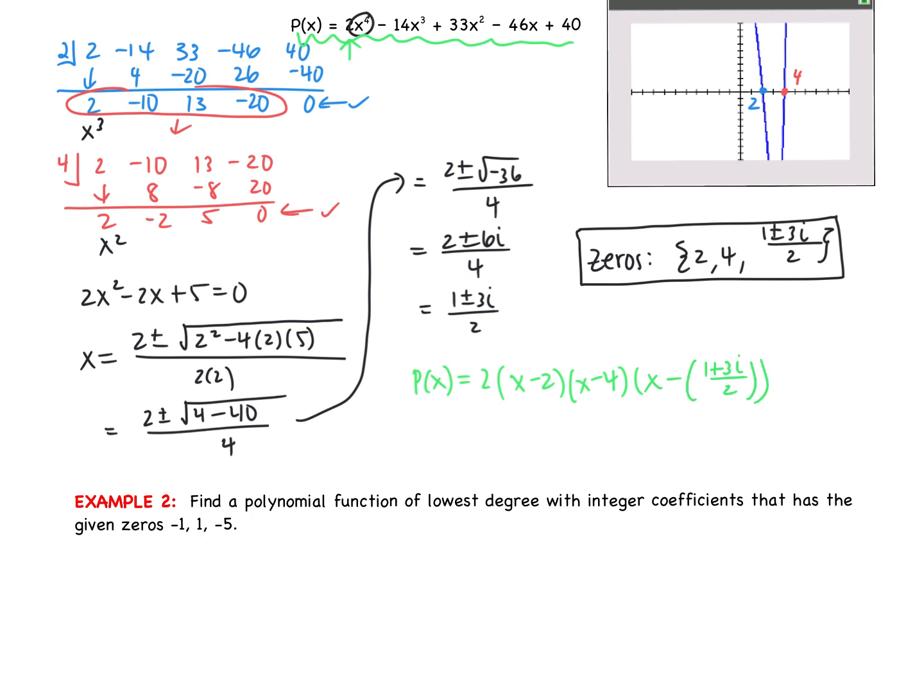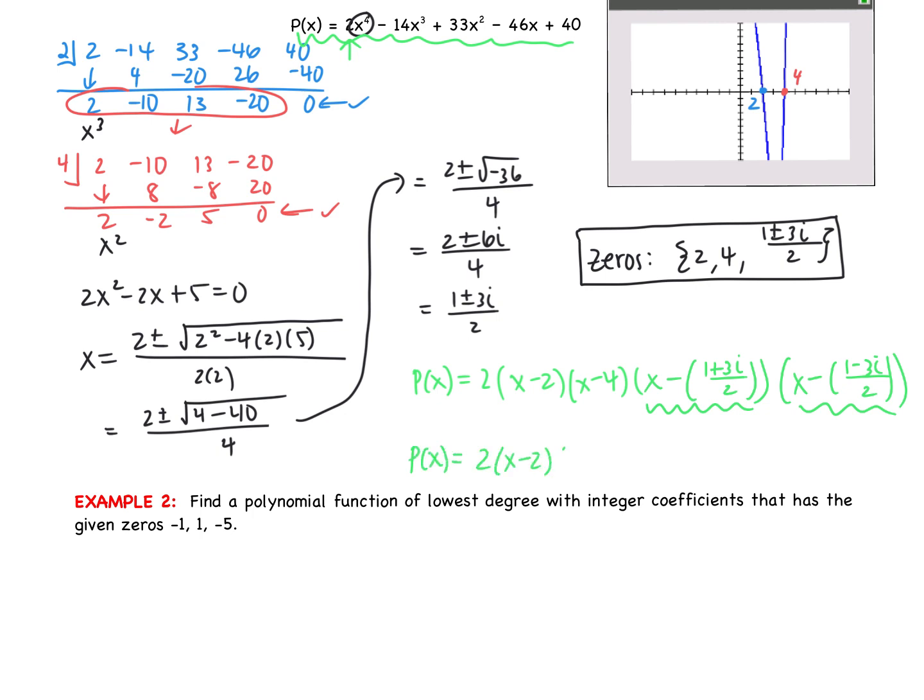Why do I need the double parentheses? Why do we need parentheses after subtraction? Distribute. Yeah, distribute. And then the other one is x subtract 1 minus 3i over 2. So that is the factored form of our original polynomial. Sometimes we like to simplify these complex ones by distributing the negative. So you also might see it written like this.